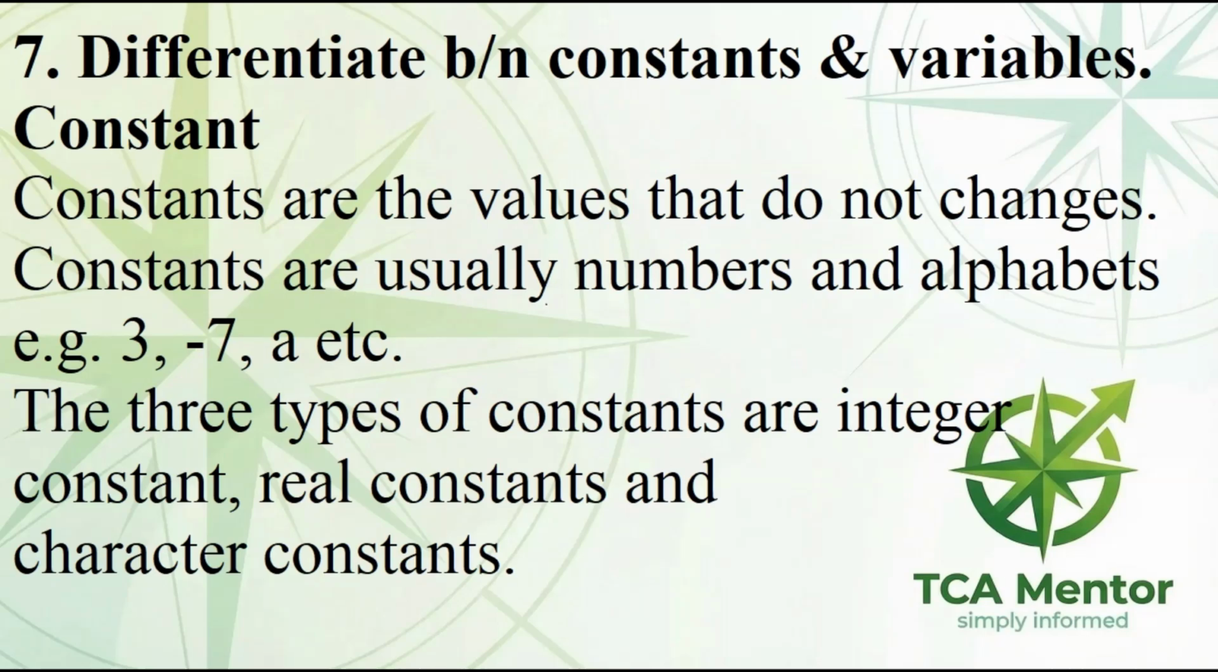Differentiate between constants and variables. ANS. Constant. Constants are the values that do not change. Constants are usually numbers or alphabets, e.g. 3, -7, etc. The three types of constants are integer constants, real constants, and character constants.